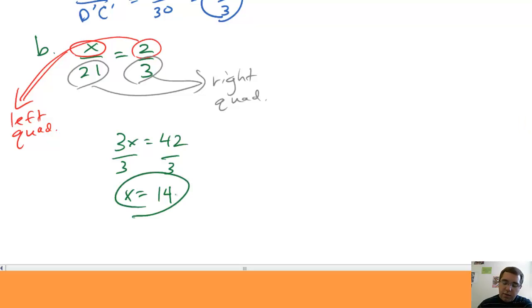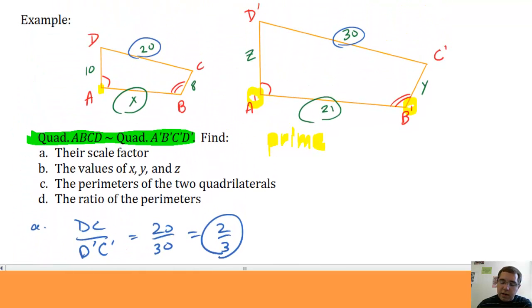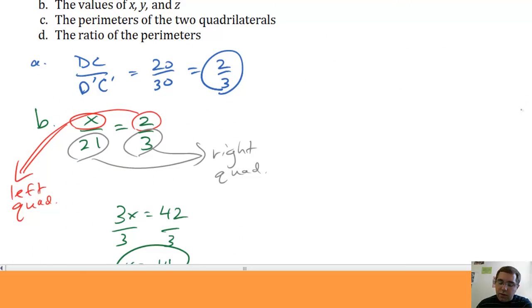So we're going to do the same thing to solve for y and z. We use the same scale factor, 2 to 3, and we're going to set up similar proportions. But this time y is part of the right quadrilateral. So we have to do 8 over y equals 2 over 3, so that the same quadrilaterals are on the same level. Cross multiply, we get 24 equals 2y, which means y equals 22.